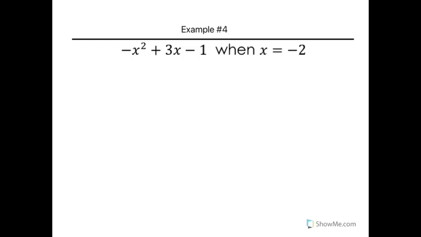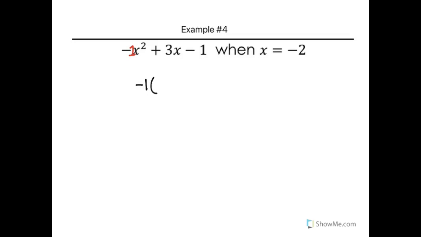So what do we have in this last example? We have negative x squared plus 3x minus 1. And again, I'm looking to see where in my expression I need to add any coefficients before I begin. Sometimes it might just be to one variable, to one term. Sometimes it might be to multiple terms. But in this case, I just see one term without a coefficient, which is the negative x squared. So now I'm going to go ahead and put a 1 before that x squared so that I can now begin to replace my variable with the value that I have.